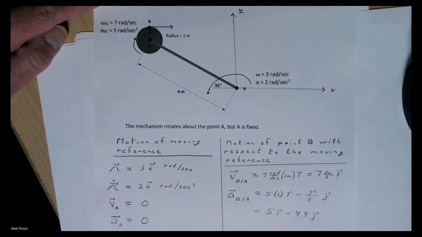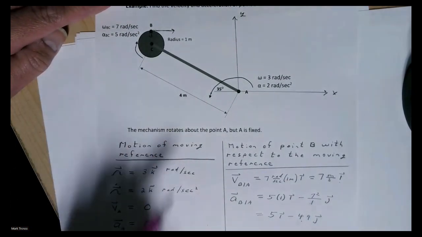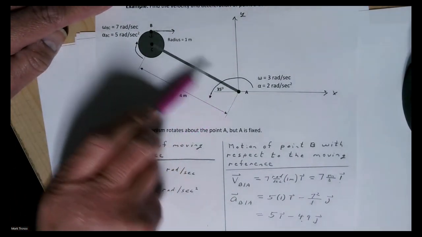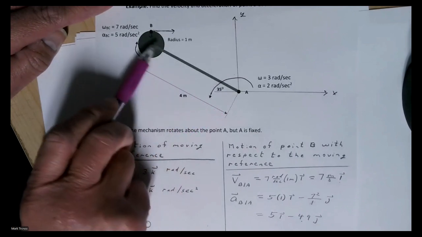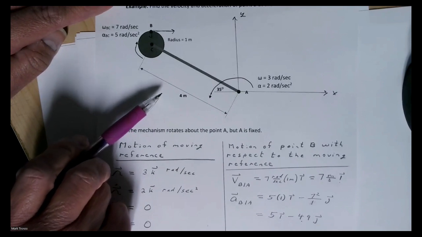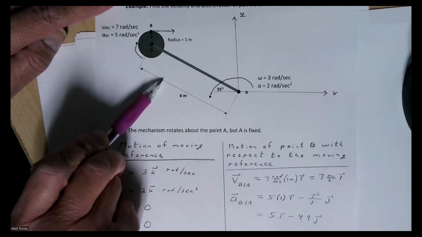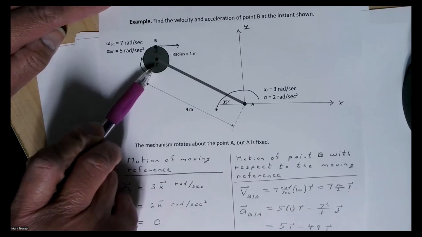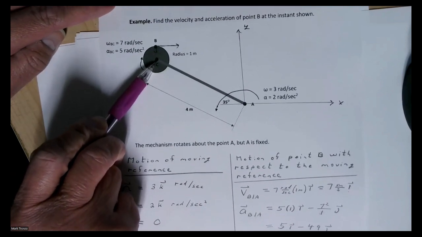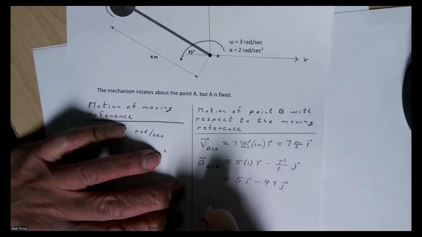And so then the other thing we're going to need is RBA. And so we're going to have to do a little bit of geometry here. So RBA is going to be, there's a few ways we could do this. We could actually find this length here. Let me put this over here.